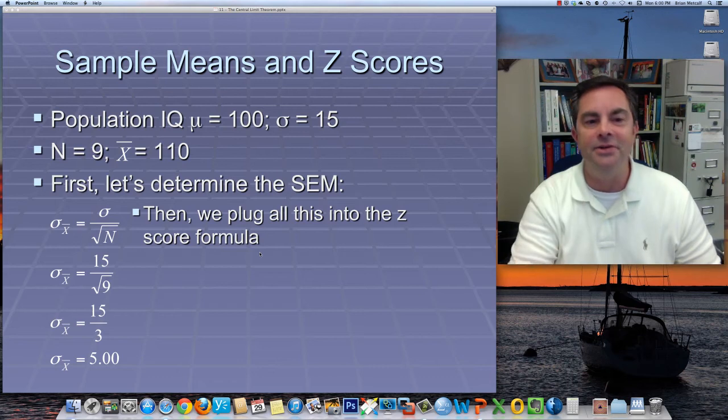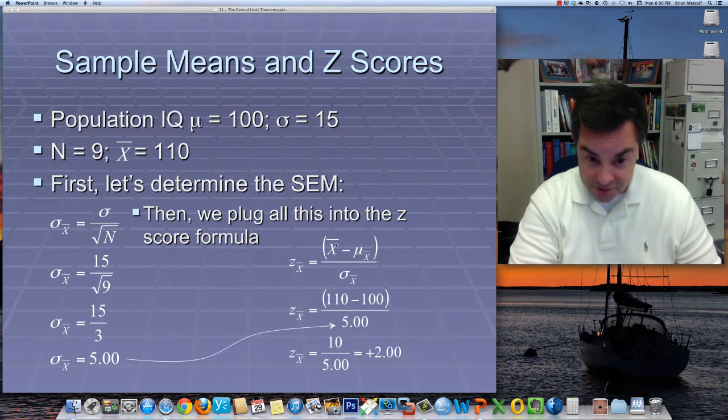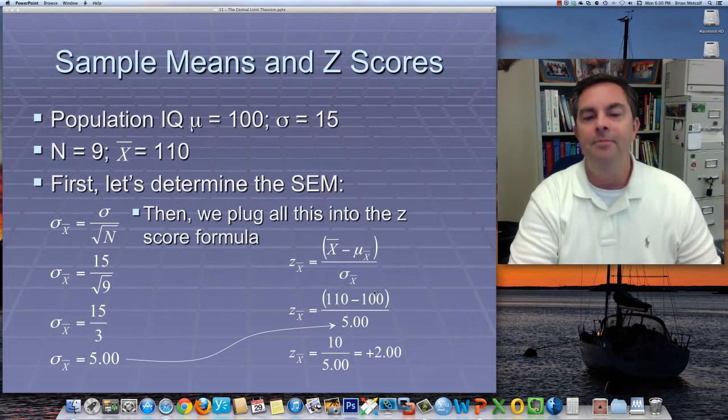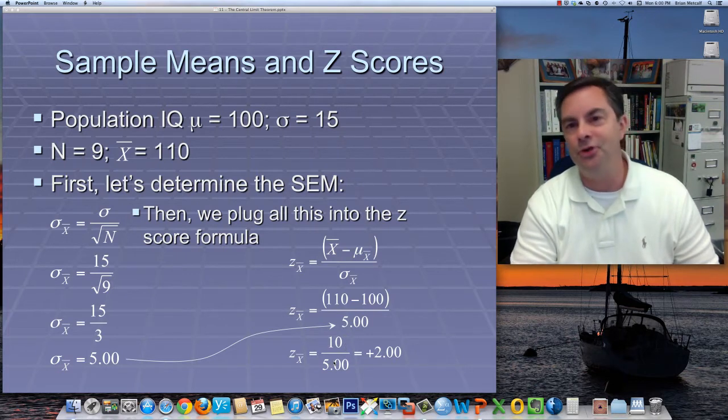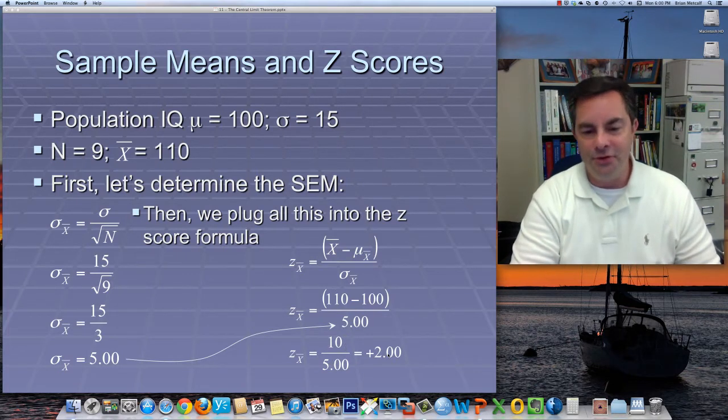Let's plug all this into the z-score formula. So X bar now is 110 instead of 105. The mean of means remains 100, and I have the same standard error of 5 from the previous problem as well. 110 minus 100 is 10. 10 divided by 5 is 2. This sample is 2 z-scores above the mean. All right, I have a z-score equal to plus 2.